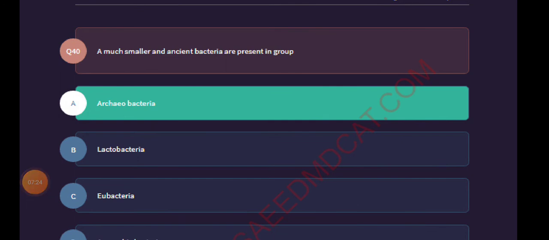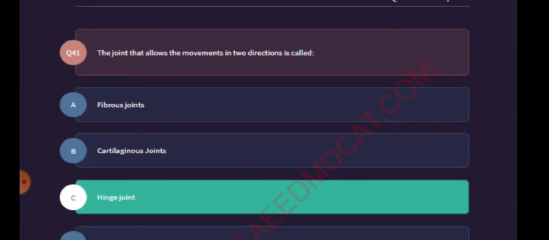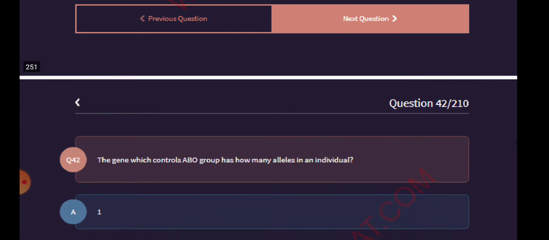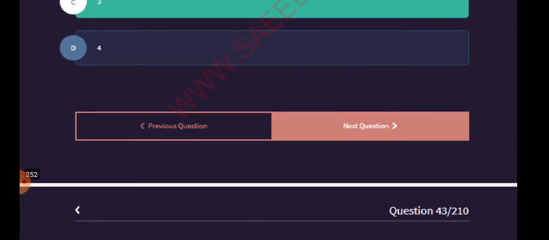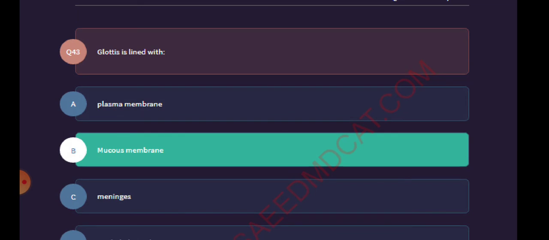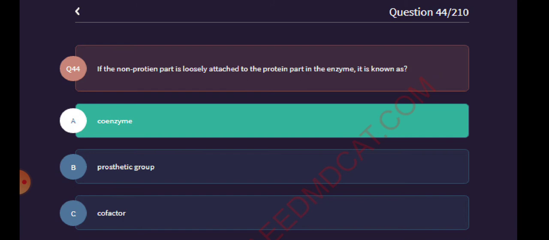Much smaller and ancient bacteria are present in the group Archaebacteria, the ancient bacteria. The joint that allows movement in two directions is called a hinge joint. The gene which controls the ABO blood group has many alleles. The glottis is lined with mucous membrane. If the non-protein part is loosely attached to the protein part, it is known as a coenzyme.